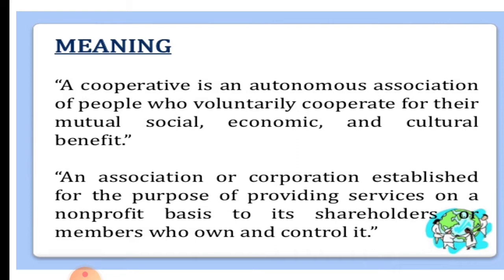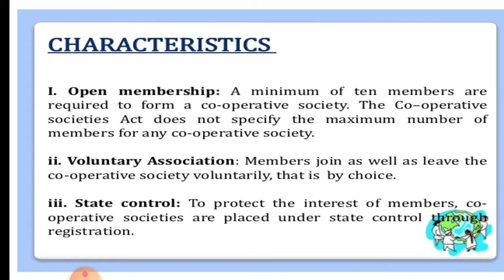So, an association or corporation established for the purpose of providing services on non-profit basis to its shareholders or members who own and control it. So, the main principle or the motto of a cooperative society is non-profit basis. So it doesn't function for earning, or the main aim of cooperative society is not earning profit as in the case of other forms of business organization. Characteristics, let us see them in detail.